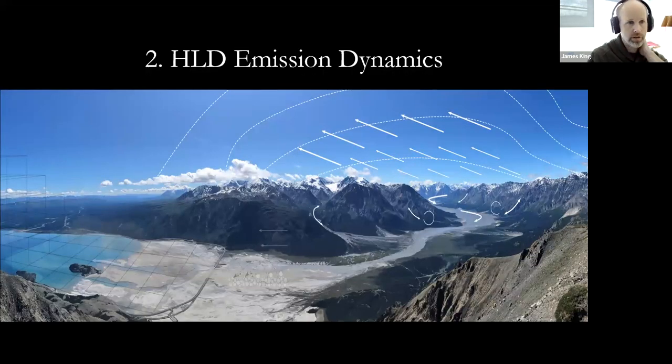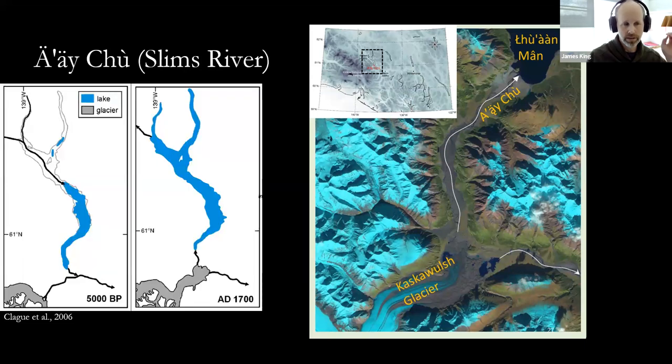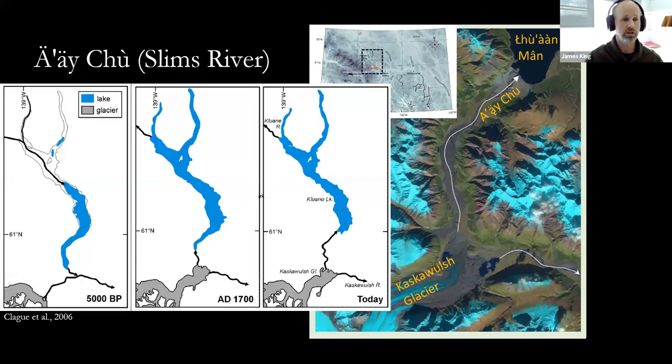The second part that I'm going to talk about is the emission dynamics. Briefly, to talk about the valley itself, where I showed some of the results from before, it is in southwestern Yukon. This is an area that has a change in the source of water from the glacier system that has recently shifted.